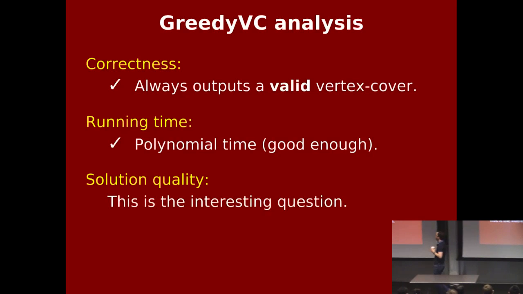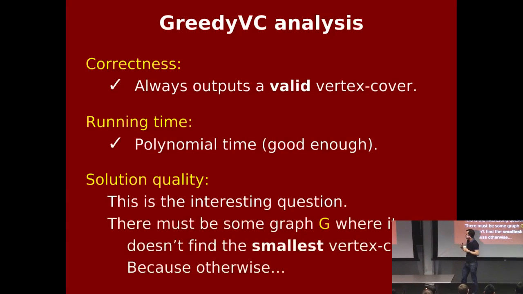Now, what about the solution quality? This is the interesting question. I claim there must be some specific graph G where the greedy algorithm does not find the smallest vertex cover. I'm very confident that such a G exists. Can somebody say why I'm so confident?